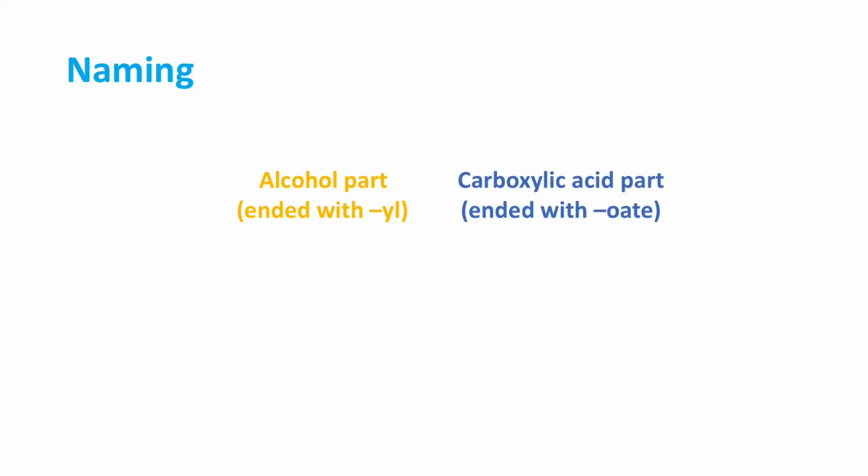During naming, the alcohol part should come first, followed by a space, then comes the acid part. For the alcohol part, we change the ending to -yl instead of -ol, while for the acid part, we change the ending from -ic acid to -ate, just like what we have done in the salt preparation. As a result, the name of this ester should be ethyl pentanoate.